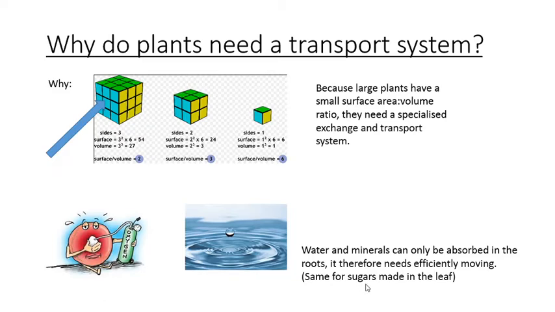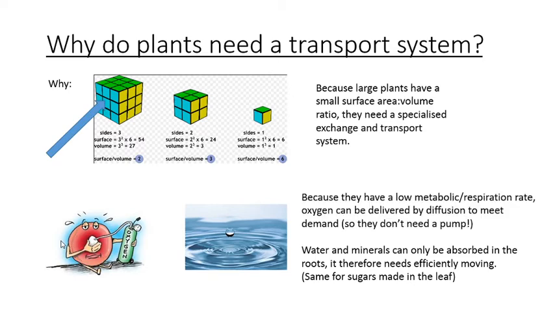Same for sugars. The only place a plant will make sugar is where it photosynthesizes, which tends to be just the leaves. So how do those sugars get to the roots so the roots can do active transport? There must be a transport system. So compared to mammals now, this oxygen idea, plants have a really small surface area volume ratio.